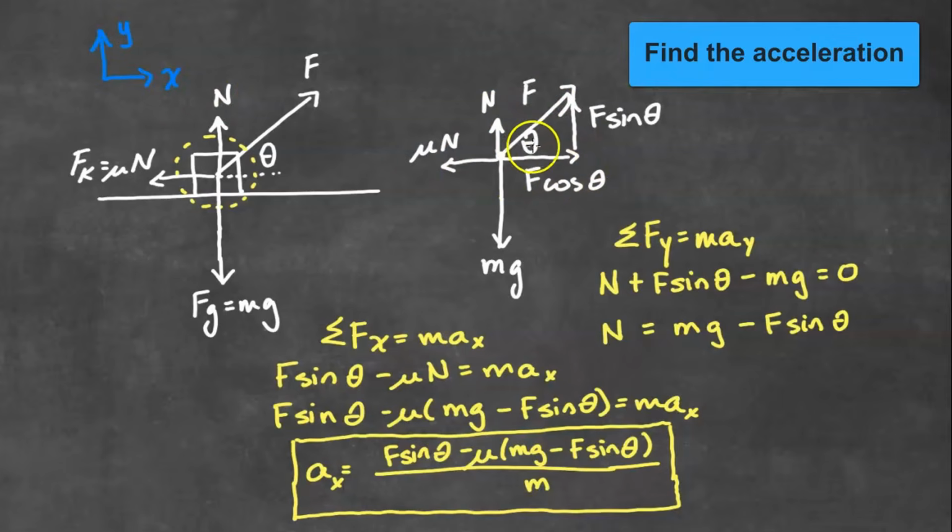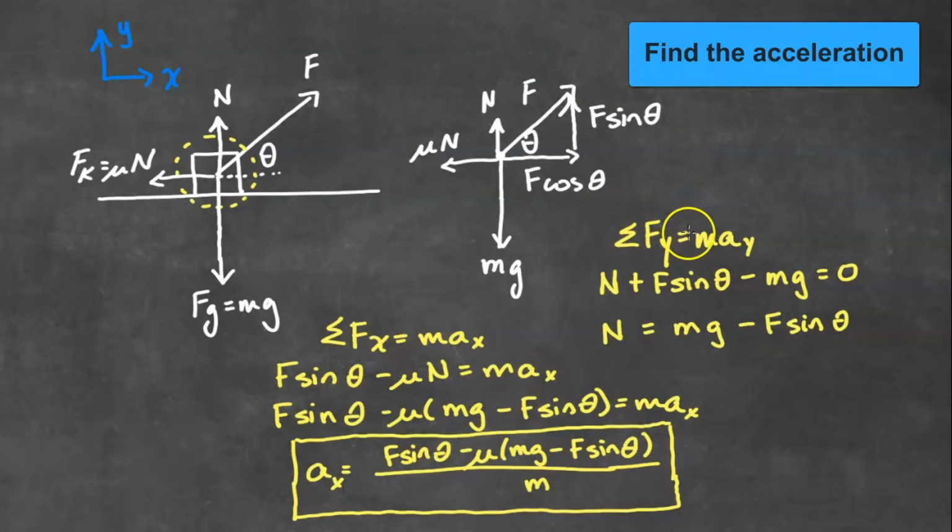And we're going to use a little bit of trig. So the horizontal component is going to be F cosine theta because it's adjacent to the theta, and then the vertical component is going to be F sine theta because it's opposite of theta. I'm going to write down Newton's second law for both the x and the y direction. I'll start with the y direction.